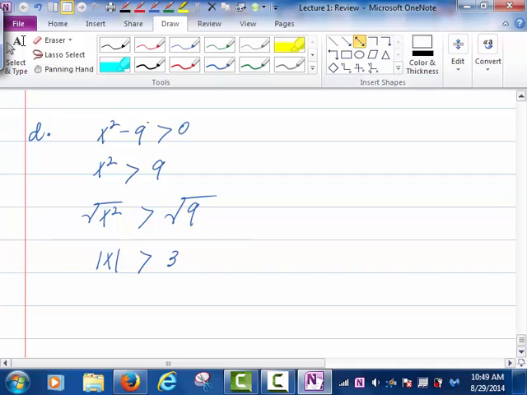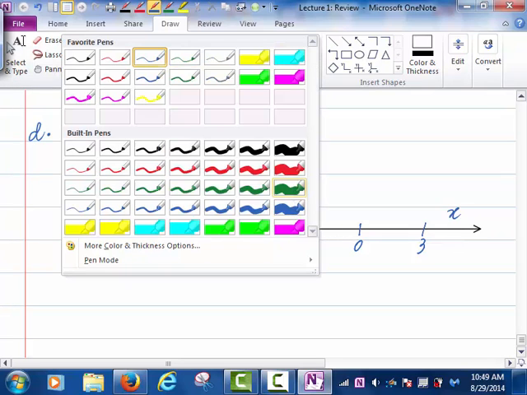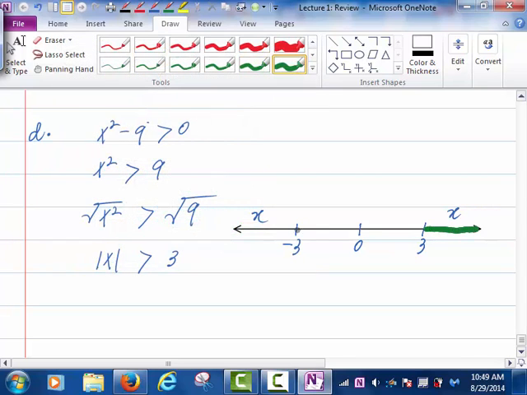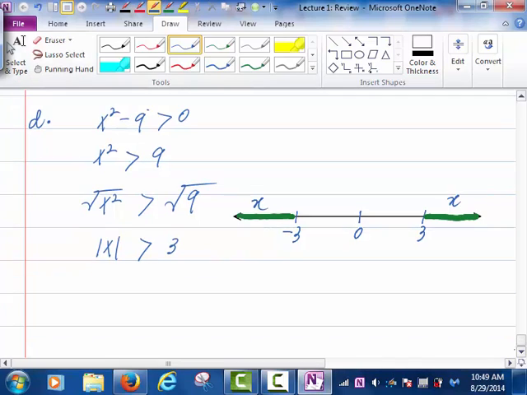Let's look at the number line again. If this is the number line, let's say this is 0, this is negative 3 and this is positive 3. If absolute value of x is larger than 3, then it means that the distance from 0 to x is bigger than 3, right? Then x would have to be here or here. So we are saying that x is either here or x is here. This means that x is less than negative 3, or x is larger than 3.